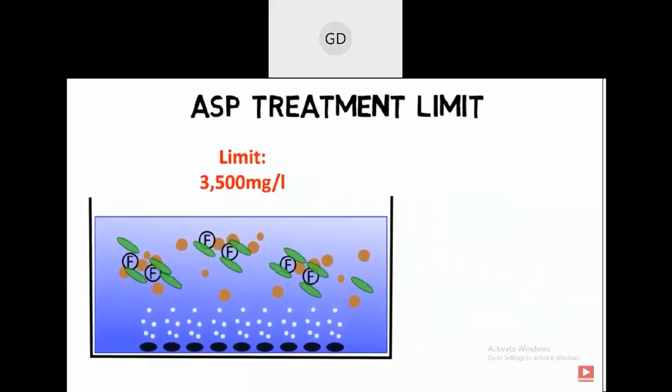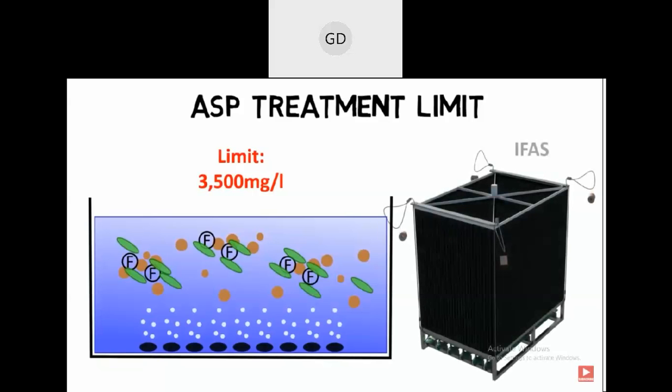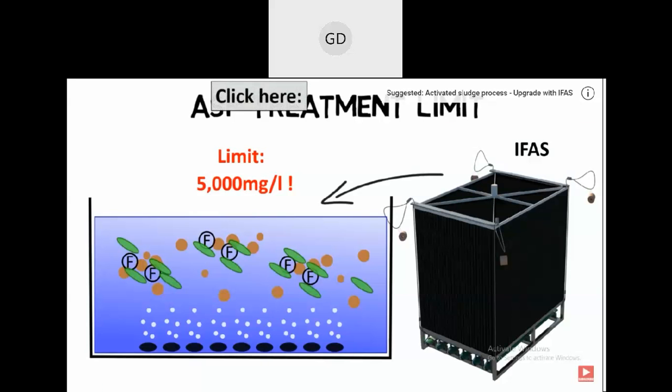However, by adding fixed film media into the aeration basin, also known as IFAS systems, the MLSS can be increased by up to 5,000 mg per litre, meaning the treatment performance can be increased by up to 50%. Please click on the following video link to see in detail how the activated sludge process can be upgraded with fixed film media systems.